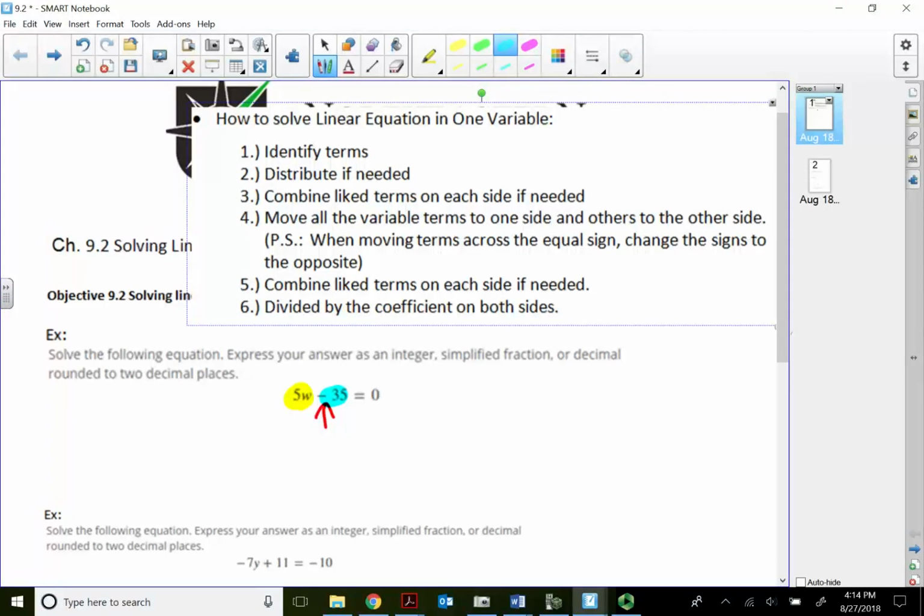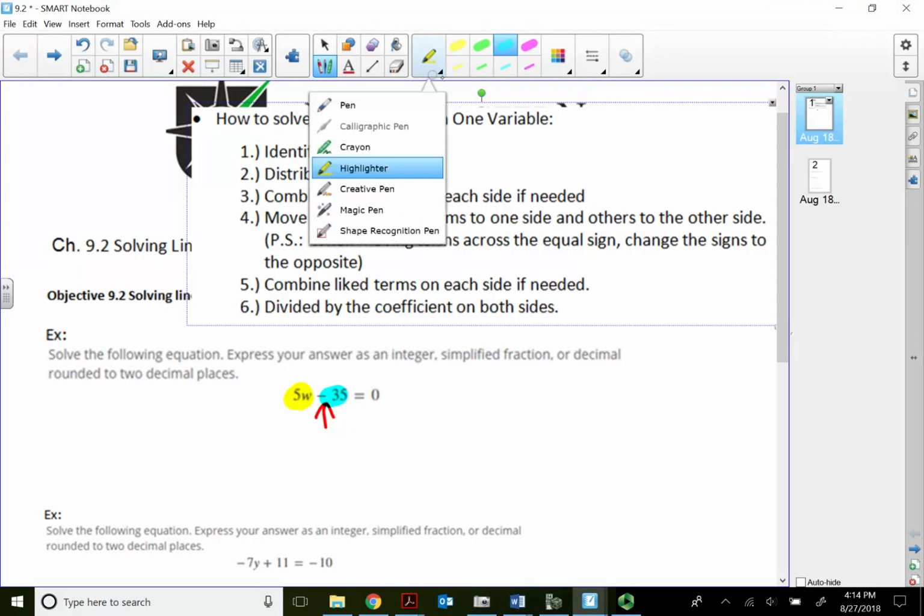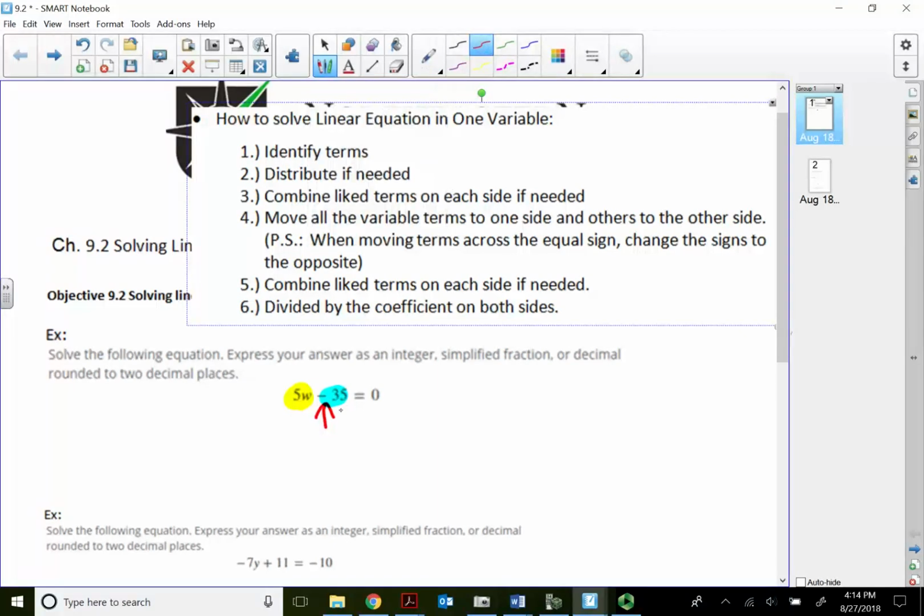Step number 3, combine like terms if needed on each side. These two terms cannot be combined, so there's no step 3. Step number 4, let's move our terms. Before you move any terms, find the variable term. Since my variable term is positive, I'm going to let it stay. So we will move the negative 35 over to the other side.